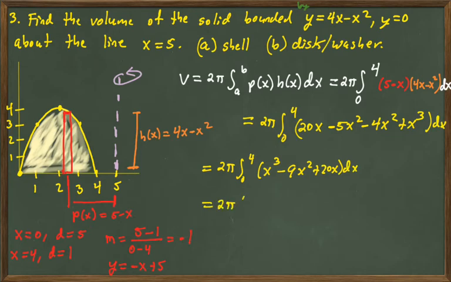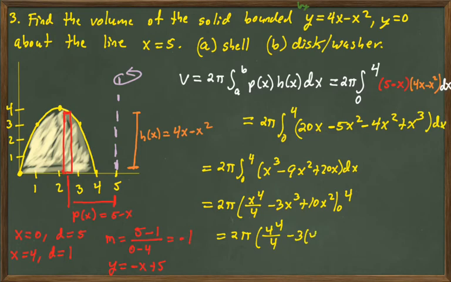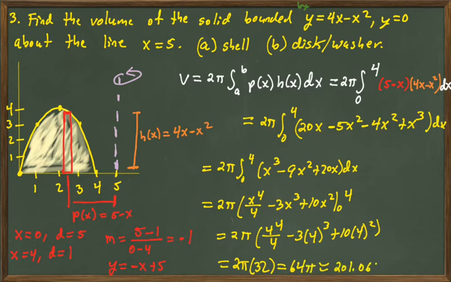And that's going to be 2 pi times x to the fourth divided by 4 minus 3x cubed plus 10x squared. And then we're going to evaluate that from 0 to 4. So 2 pi, and that's going to be 64 minus 64 times 3 plus 160. So that's going to be 2 pi times 32, and that's going to be 64 pi, or approximately 201.0619 units cubed. Okay, so it's a little bit trickier because we're not rotating around the x or the y axis, and it's got that a little bit tricky distance function.